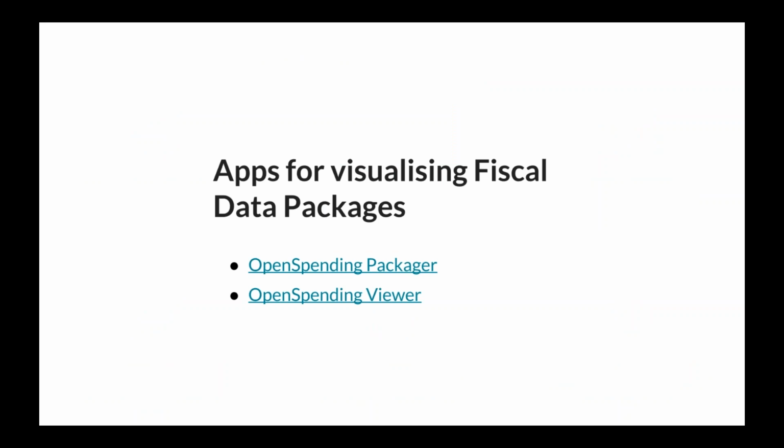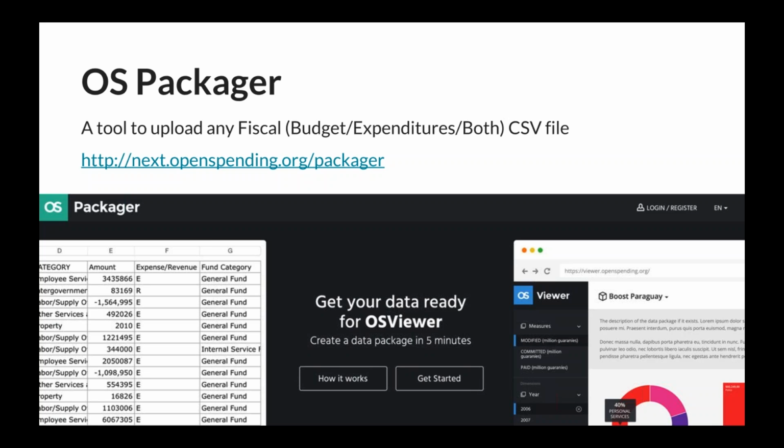So the first one is what we call OS Packager, which is all the means we have to upload data into OpenSpending. This is aimed at creators and maybe budget activists and government officials that want to upload data into OpenSpending. And later on, Loic will show a demo of all these tools, so I'm going to stay on the slide level.